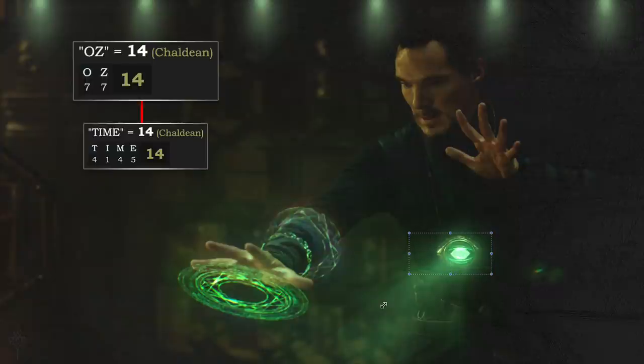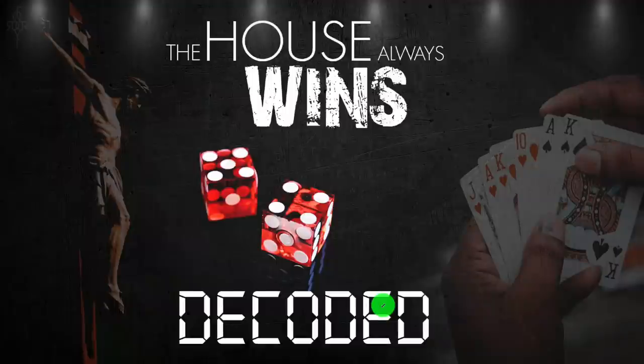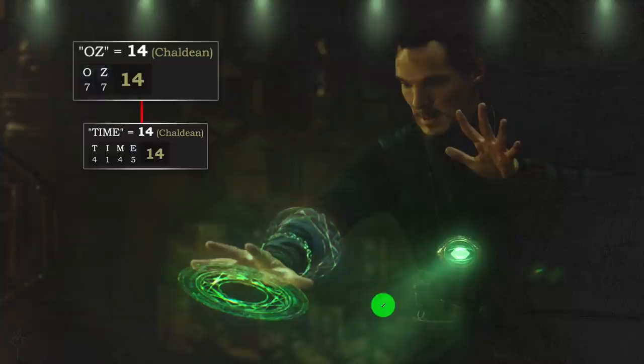And I have a decode coming out on this right here. The house always wins. It's not about gambling per se, even though I have the dice and cards there. It's about the house and what is running the house. And it's all about feeding the wolf. And the house always wins. You bet your bottom dollar, because it's Oz and it's time. And that's what always wins.